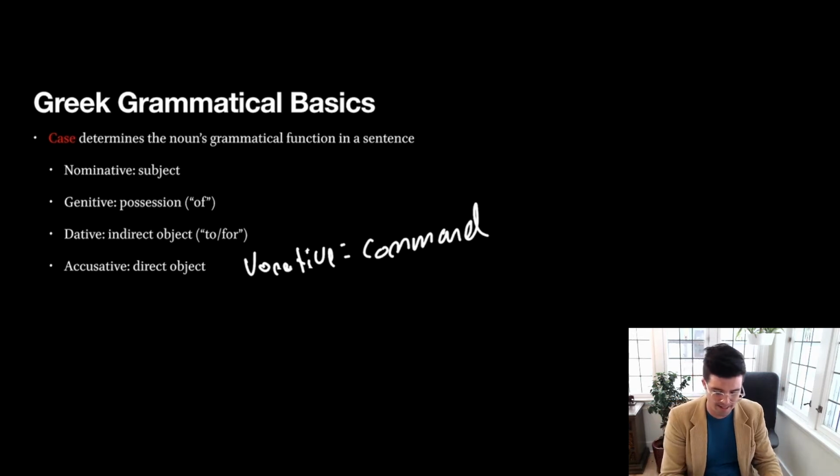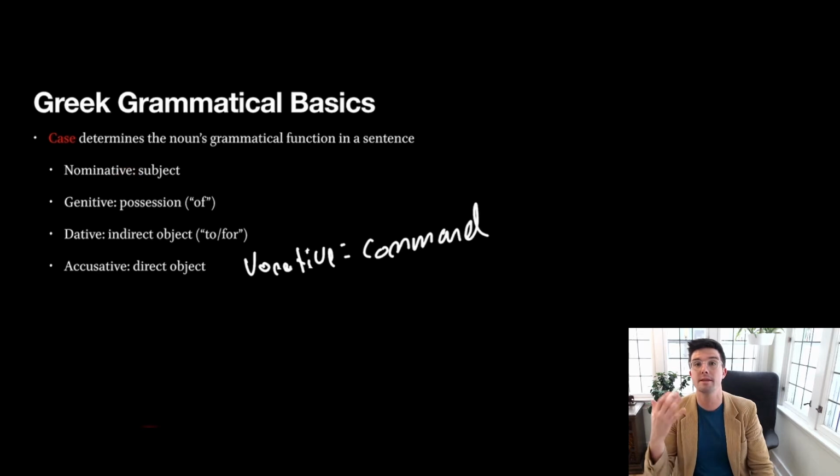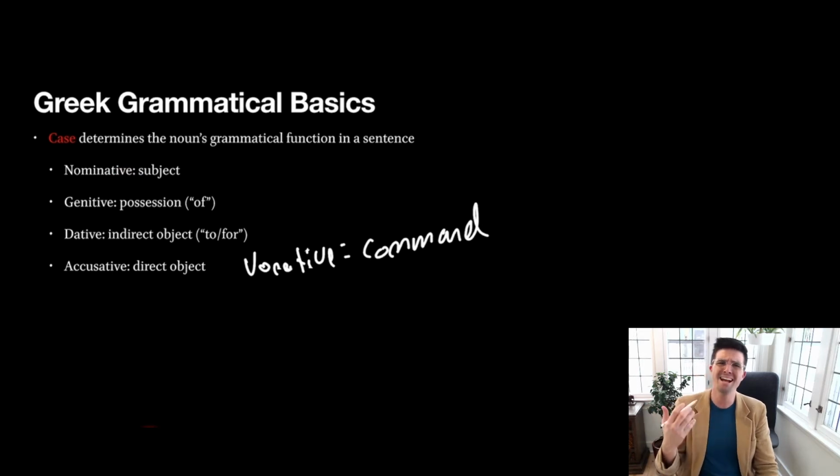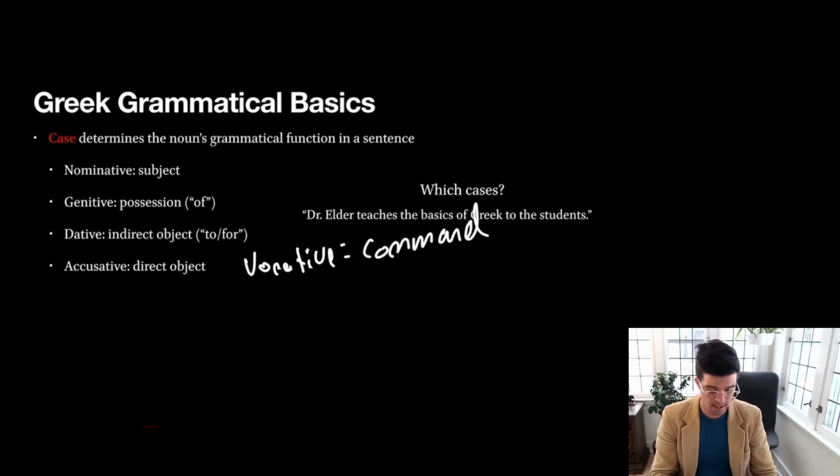The vocative is the least used, and that's why it's not included here, but I think it's important for you to know. 4 different cases: the nominative, which is normally the subject of the sentence; the genitive, which shows possession in most cases; and the dative, which is the indirect object, often translated "to" or "for"; and the accusative, which is the direct object in Greek.